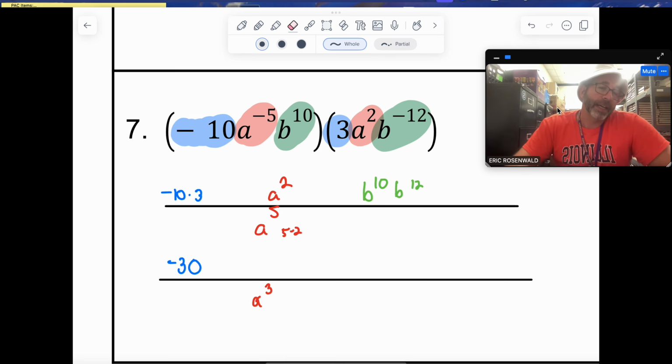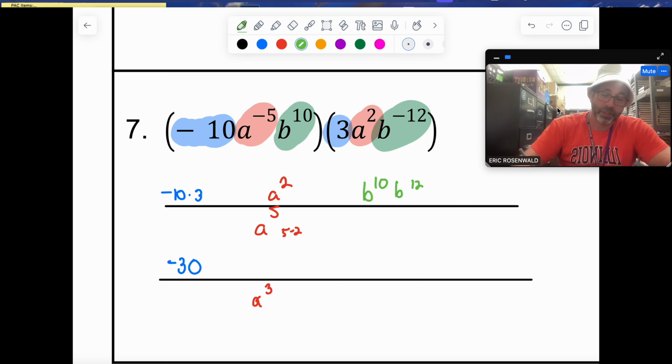Okay. And now we don't have a battle going on. Instead, we're joining forces. We're becoming stronger. So we're going to do 10 plus 12, which means we're going to have 22 b's.